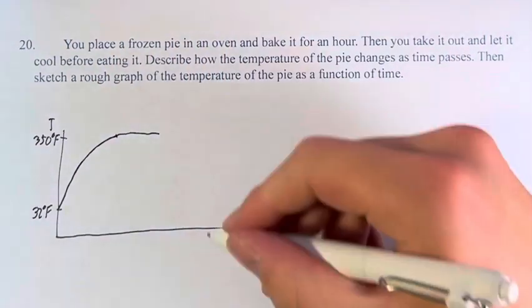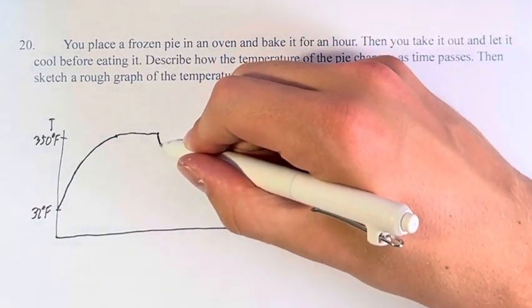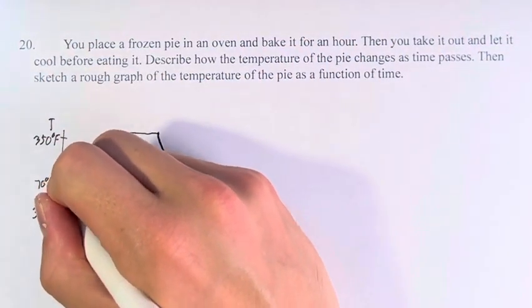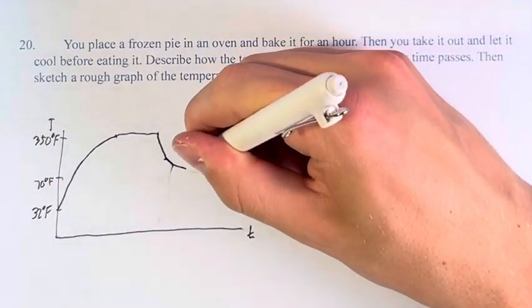And then we take it out, and it cools, and it approaches, let's say 70 degrees Fahrenheit is the room temperature. It approaches that value.